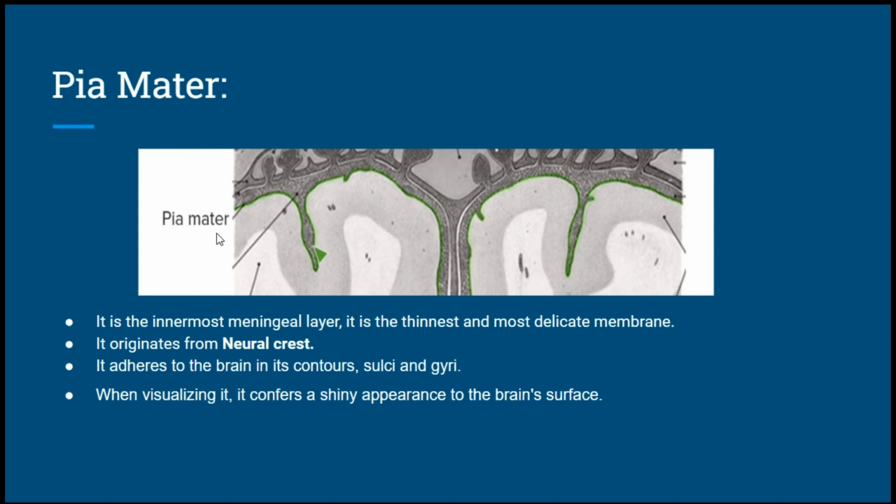So the third layer, or the innermost layer of the meninges, is the pia mater. It is the thinnest and the most delicate membrane, and it also originates from the neural crest. Just like the arachnoid mater, the pia mater also originates from the neural crest, and it adheres to the brain and its contours, sulci, and gyri. And when you visualize it, it confers a shiny appearance to the brain surface.